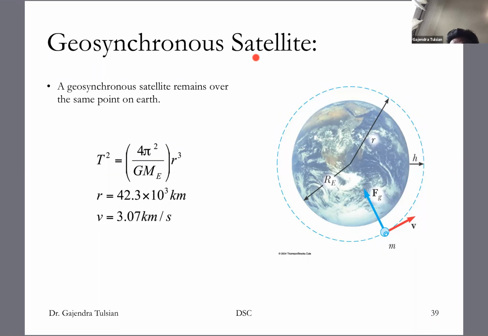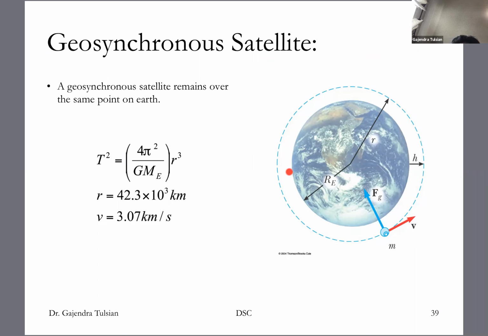And it turns out that for a geosynchronous satellite, the orbital radius is 42,000 kilometers. The radius of the Earth is 6,000 kilometers. So that's 36,000 kilometers above the surface of the Earth. And the orbital speed is 3 kilometers per second. Okay, so again, a geosynchronous satellite orbit is very important.